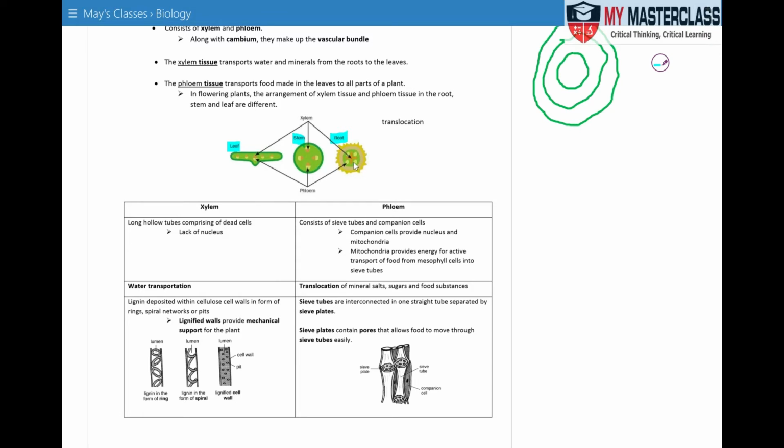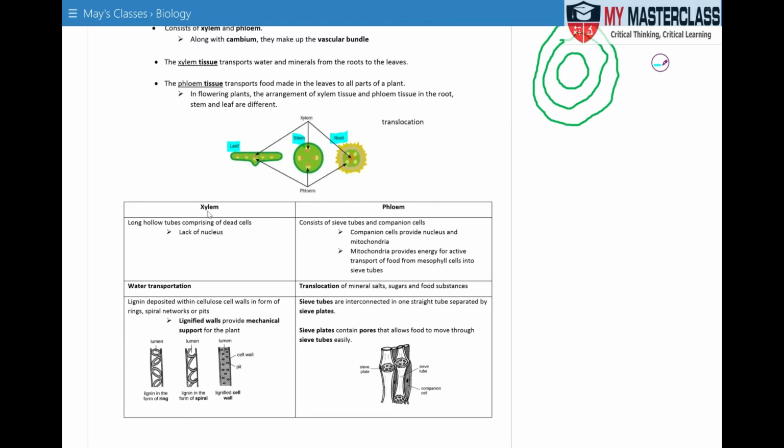The xylem takes up a bulk of the central section, which makes sense because at the roots we are transporting water. At the roots we're transporting water, due to root pressure, into the xylem vessels, which is why it takes up the central portion.